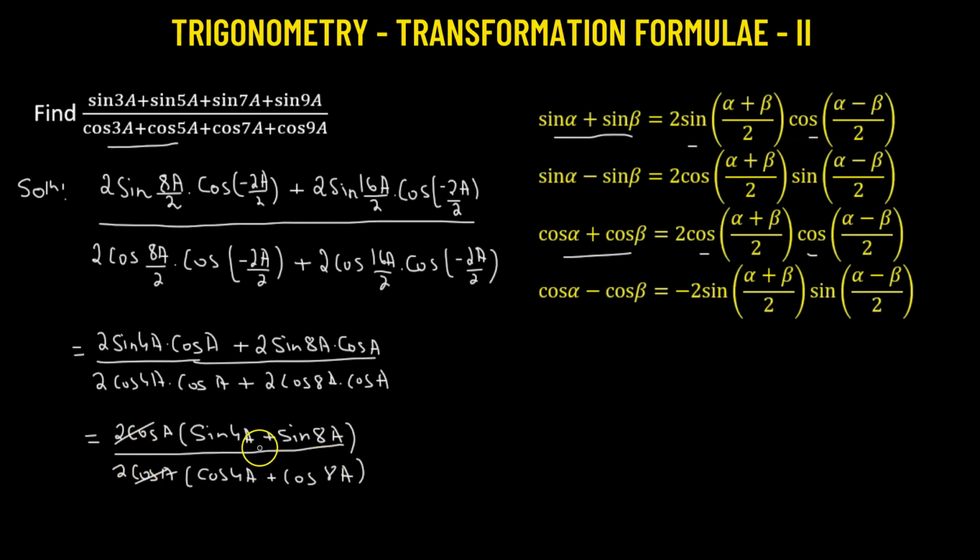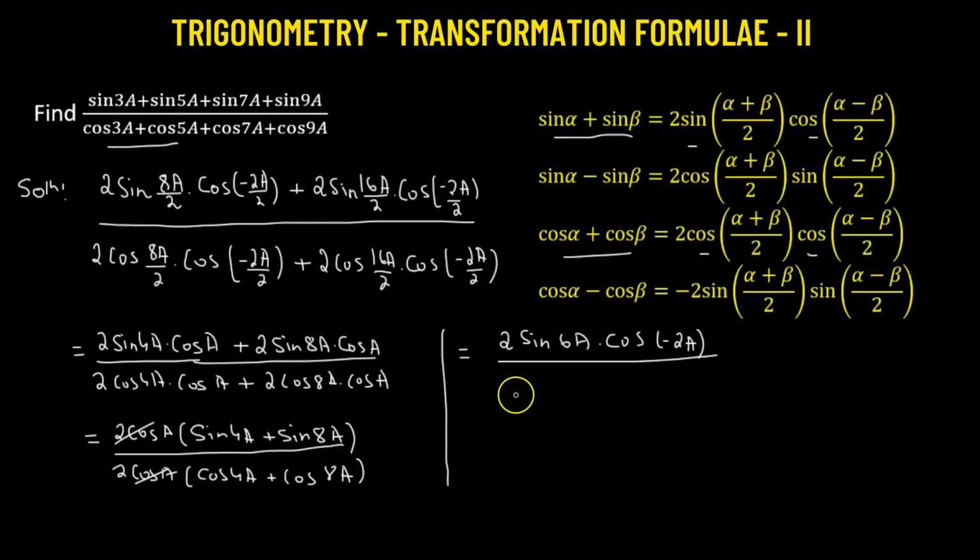Now what we have is the sum of two sine functions in the numerator and the sum of cosine functions in the denominator. Again we can apply the transformation formula. So we're going to get 2 times sine of angle 4a plus 8a, so that's going to be 12a, 12a over 2 is going to be simply 6a, multiplied to cosine of angle 4a minus 8a, which is negative 4a, divided by 2 will be negative 2a.